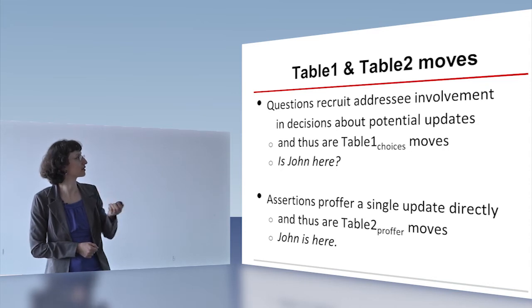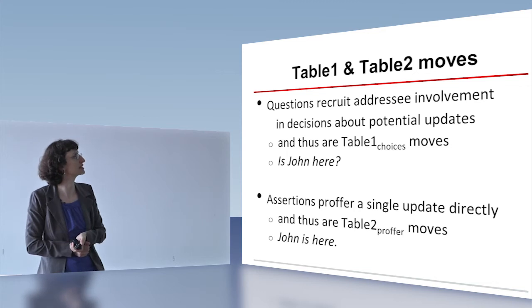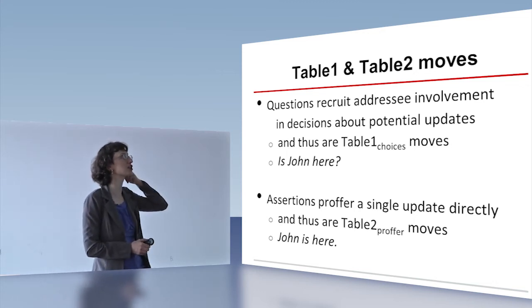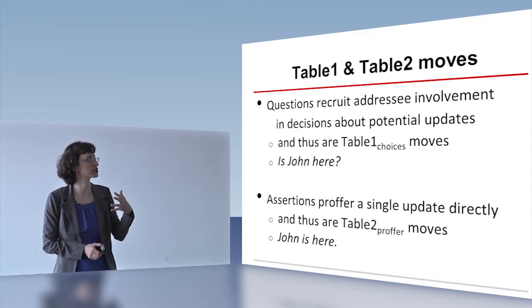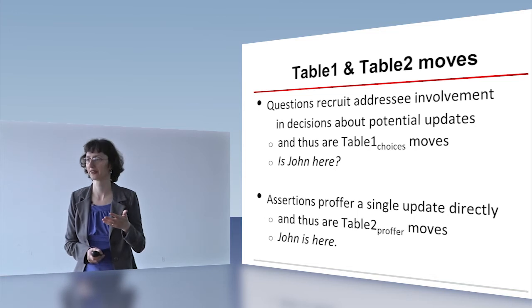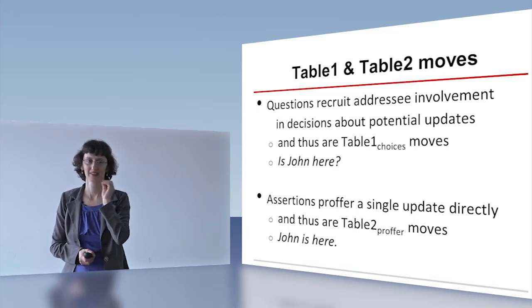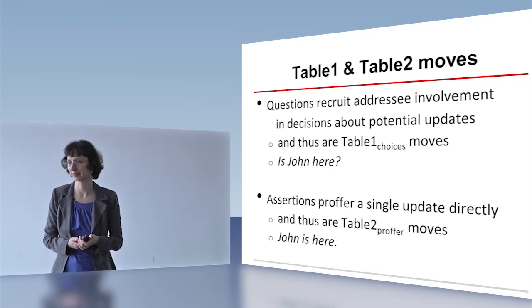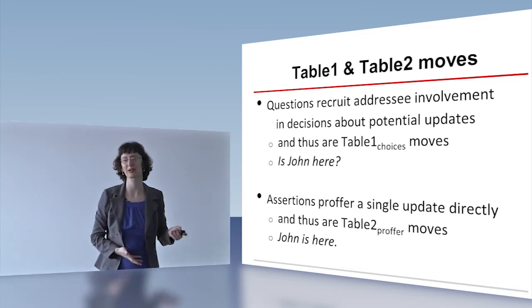Right, and so here's to emphasize the difference between table one moves and table two moves. Questions recruit addressee involvement in decisions about potential updates, and so there are these table one choice moves. There's the other part, which is what I call table two proffer, where a single update is proffered to be added to the information or the preferences in the common ground. So that's the part that's the next best thing to actually reaching the target.